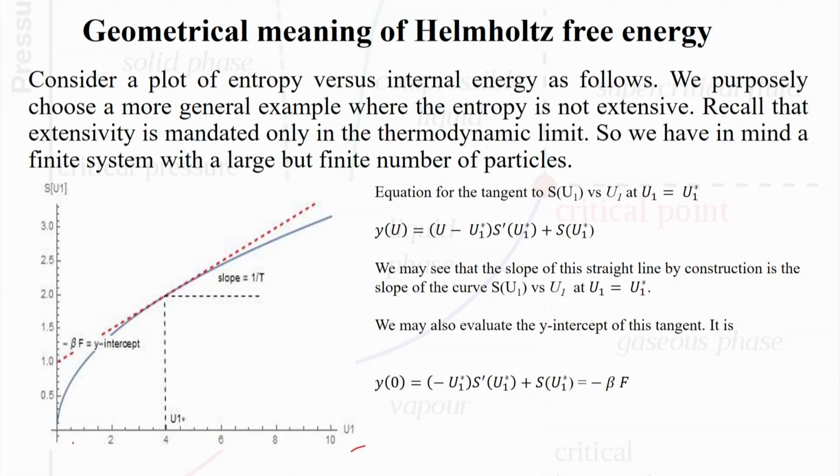Of course, I have purposely plotted it as not a straight line, but in fact, you should be wondering why it is not a straight line, because that appears to violate extensivity. So, we are actually purposely considering situations where extensivity is mildly violated, because we are not going to operate in the thermodynamic limit. I told you extensivity is mandated only in the thermodynamic limit. So, if I relax that a little bit, then the entropy function need not be completely extensive. It can only be approximately extensive.